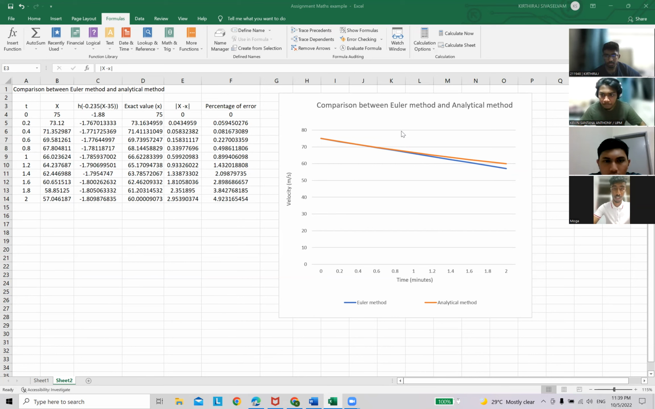So, as we can see in the graph, the blue line is represented by Euler's method, and the orange line is represented by the analytical method. As we can see, as the time increased, the blue line deviated a little bit from the orange line. So that's all. I'm going to move on to the conclusion.